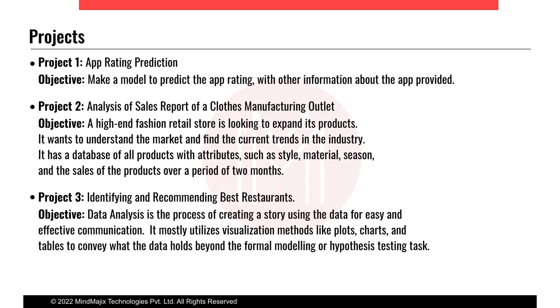And the third project is identifying and recommending best restaurants. Here we'll use hypothesis testing and some other models. We follow the same project management methodology, that is CRISP-ML(Q), which we call the Cross Industry Standard Process for Machine Learning with Quality Assurance.